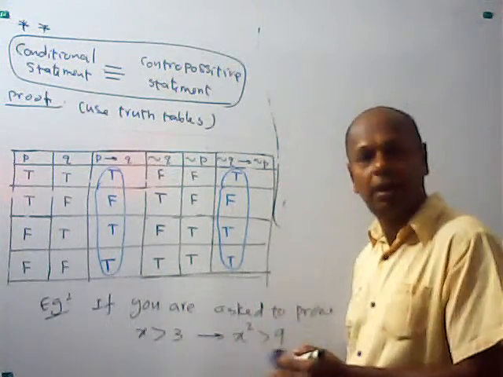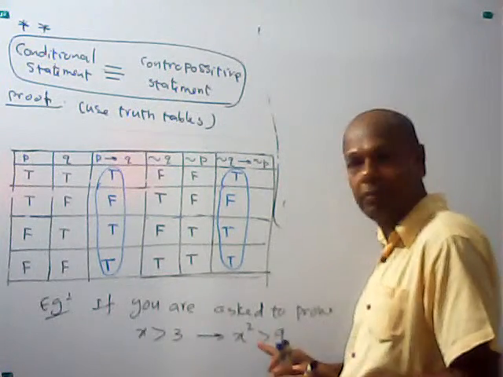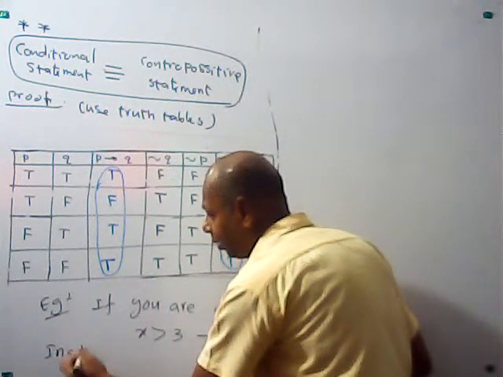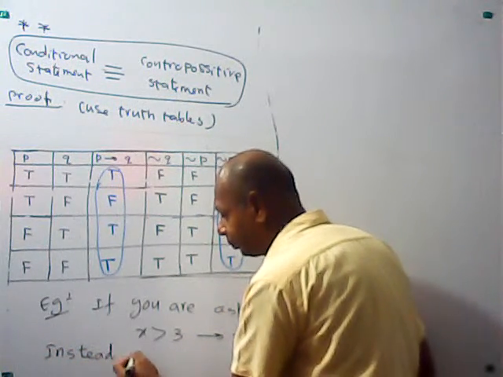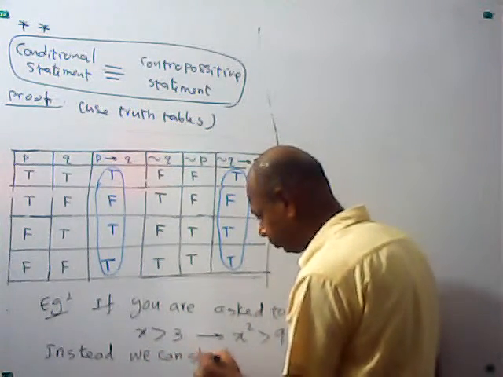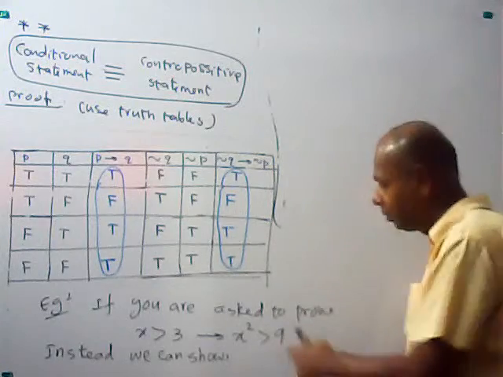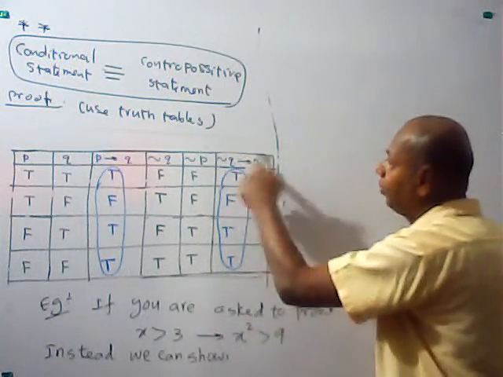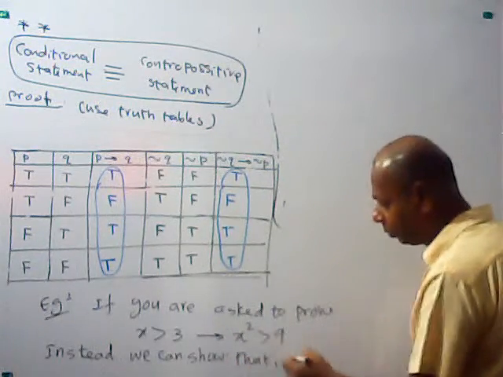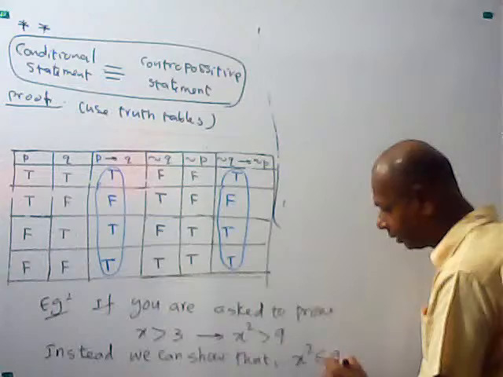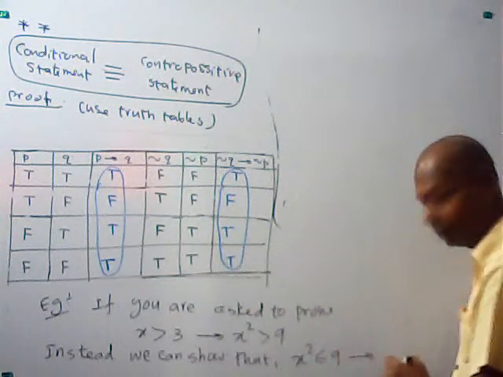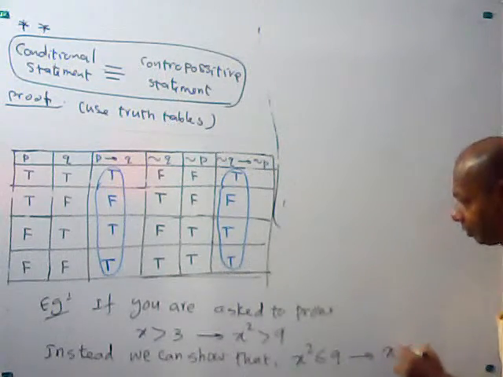If you find it's hard to show this, instead you can try this. If you feel it's hard, you have another option. This is what you are asked to prove. Instead you can show that not q implies not p. You can show that not q, x squared is less than or equal to 9, implies not p, x is less than or equal to 3.